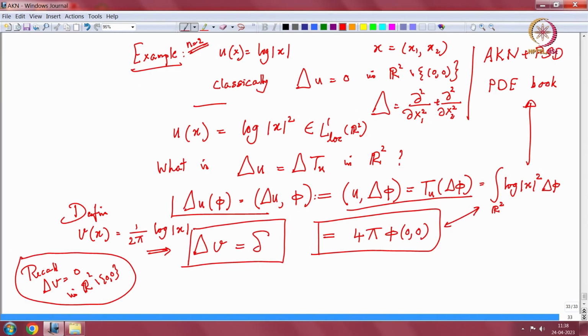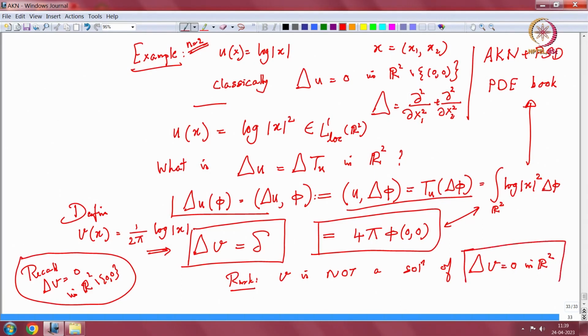So this V, what we have concluded is, remark: V is not a solution of Laplacian V equal to 0 in R2. It is a distributional solution of Laplacian V equal to delta. That is what we say. So this is the correct statement. It is not that Laplacian V equal to 0 in R2.